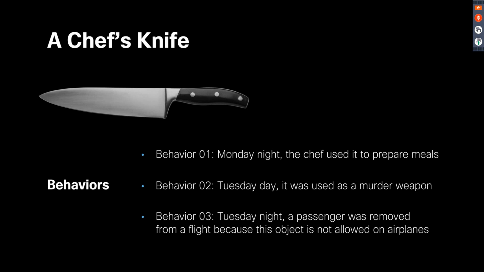And then a more interesting one, behavior 3, on Tuesday night, a passenger was removed from a flight because this object is not allowed on an airplane. It wasn't even being used to cut anything, but it had a behavior associated with it. And so this is a good example of, if we had just pattern matched, we would have just come up with the conclusion that this is a chef's knife. But by observing the actions and the set of actions, we can go further than that and use behavior analysis to determine that it was used as a murder weapon or was an illegal object on a plane.